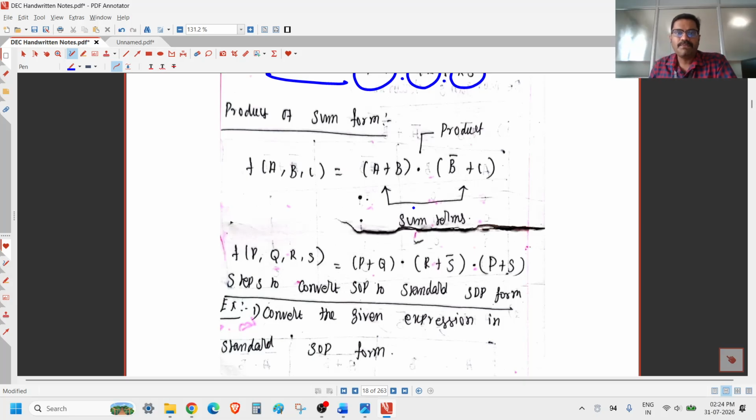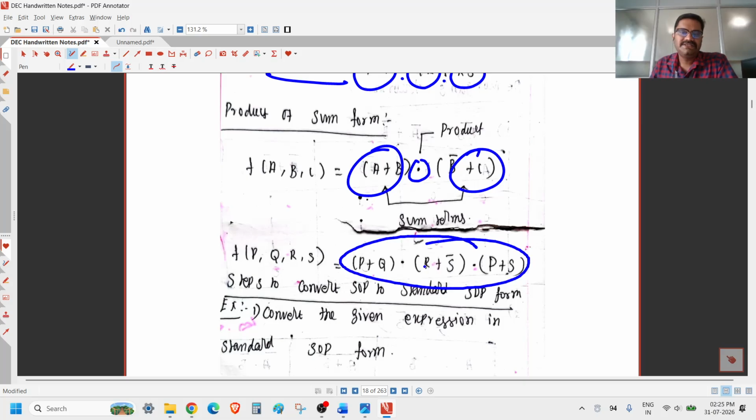Likewise, if it is a product of sum, it is very clear. A plus B into B bar plus C, so that means the product of these sums. That is why it's called POS, the product of sum form. That is F of P comma Q comma R comma S is equal to P plus Q into R plus S bar into P plus S, right? So that is the product of these sums. So these are the canonical forms.